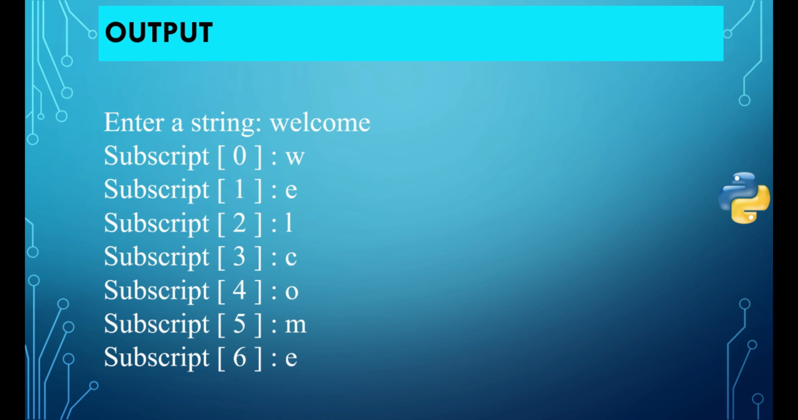And then enter a string: welcome. Subscript positions are 0 to 6. Every letter goes to one subscript. Suppose subscript of 0 is W, subscript of 1 is E, subscript of 2 is L, subscript of 3 is C, and the rest go respectively.